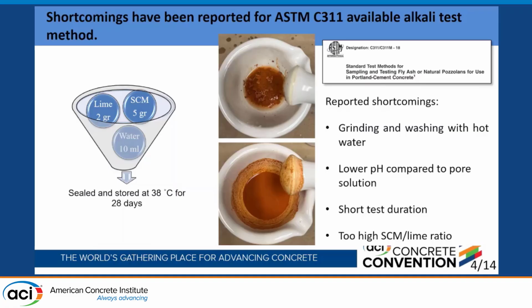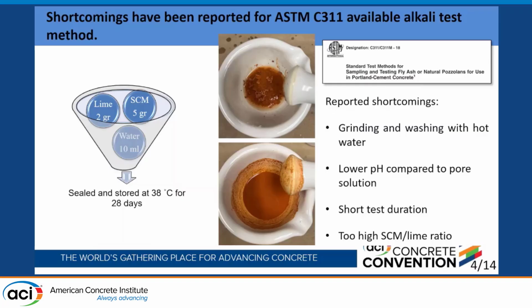Shortcomings have been reported for this test. The first one is that in this grinding and washing process, some of the alkalis already bound might get released back. Basically, they would get re-released to the solution, and it will give us an overestimate, or false higher results. The pH of this solution here is around 12.5, which is considerably lower than the real cement pore solution, which is in the range of 13.5 to 13.9.